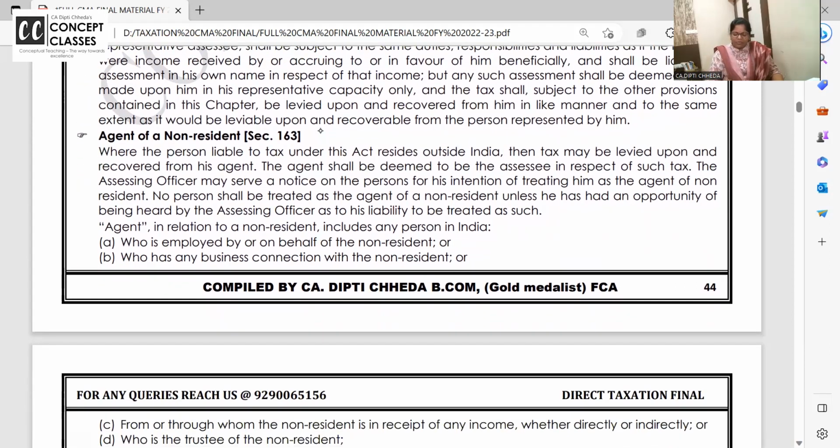Who is agent of non-resident? A person liable to tax under this act, then tax may be levied upon and recovered from agent. The assessing officer may serve the notice and everything to the agent.